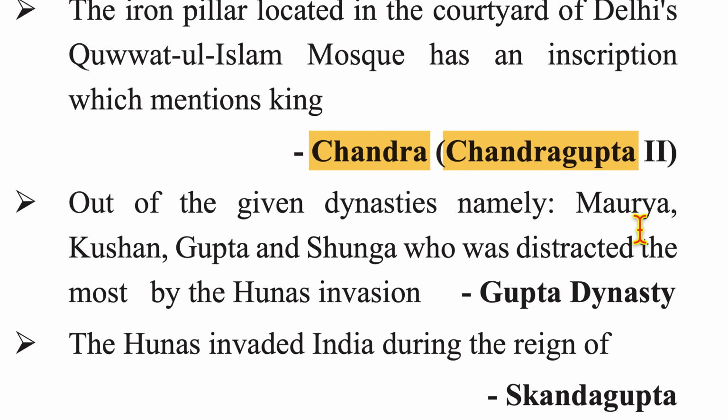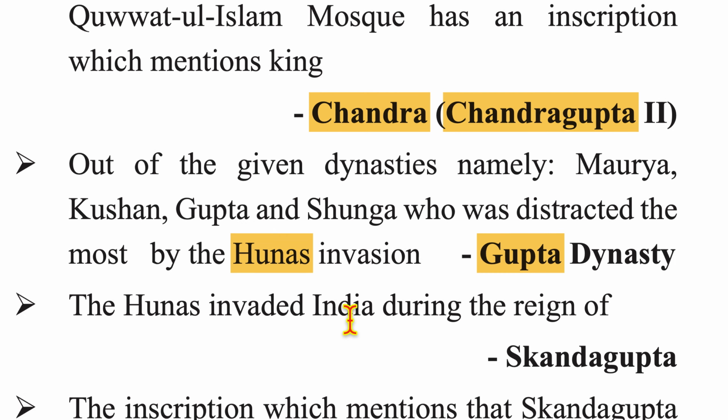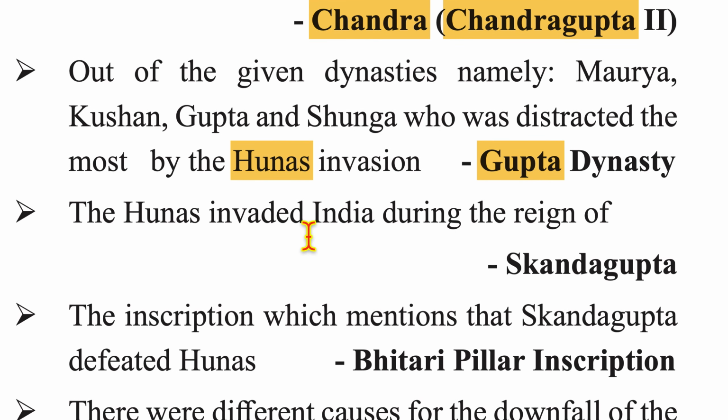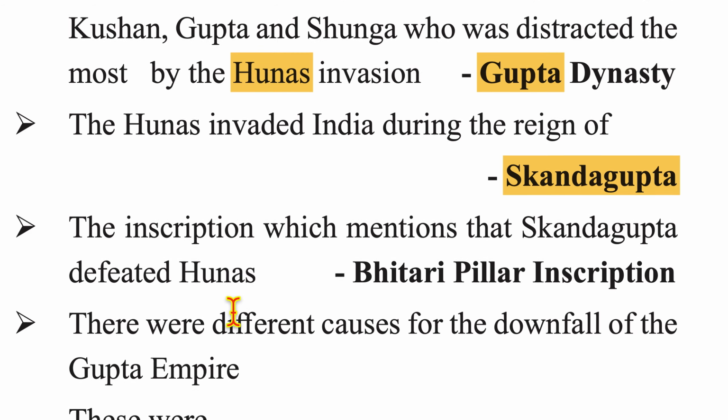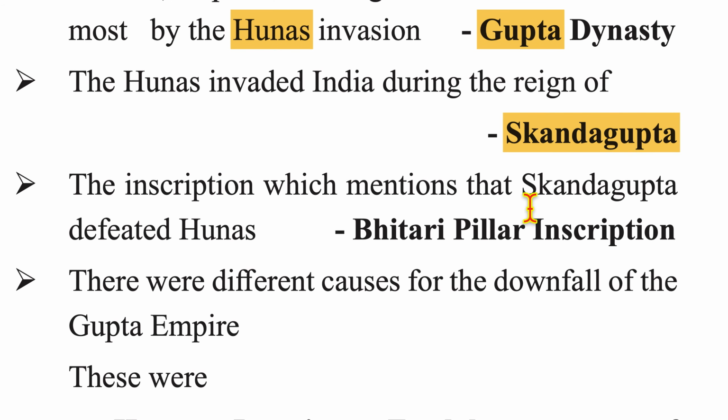Out of the given dynasties, namely Maurya, Kushana, Gupta, Shunga, who was distracted the most by Huna invasion? Answer is Gupta dynasty. The Huna invaded India during the reign of Skandgupta. The inscription which mentions that Skandgupta defeated Hunas is the Bhitari pillar inscription.